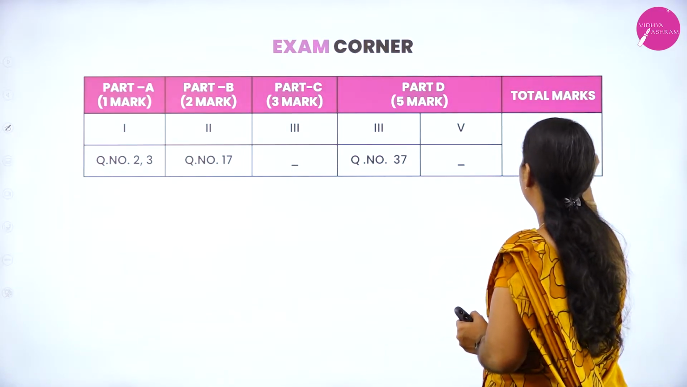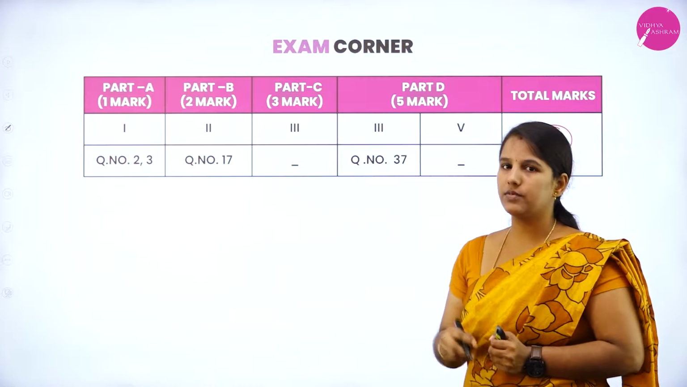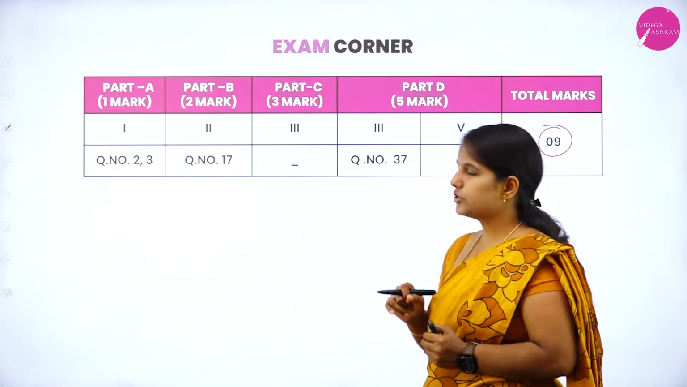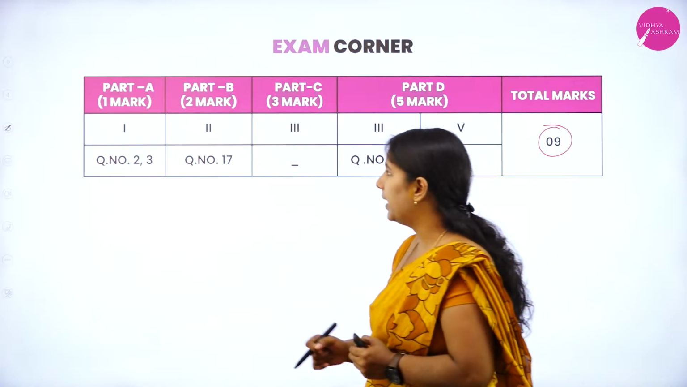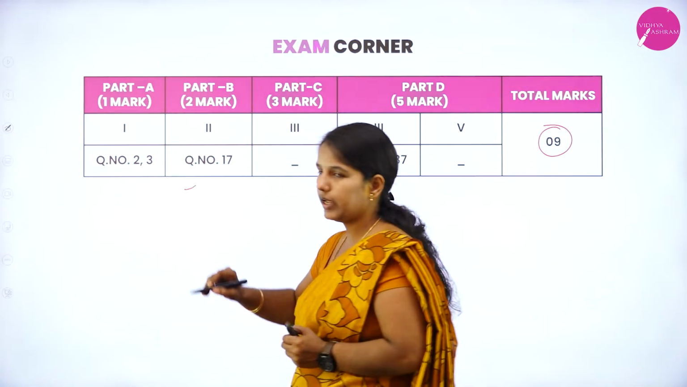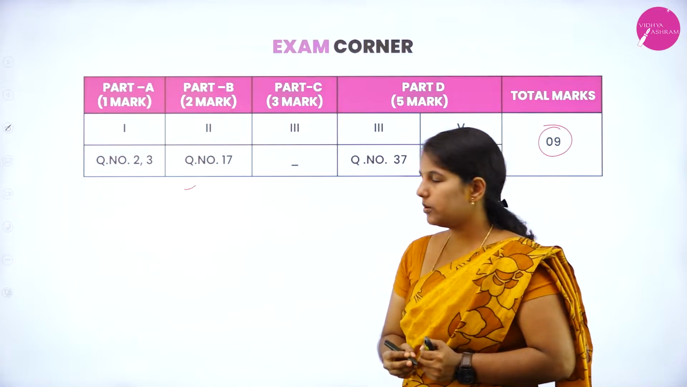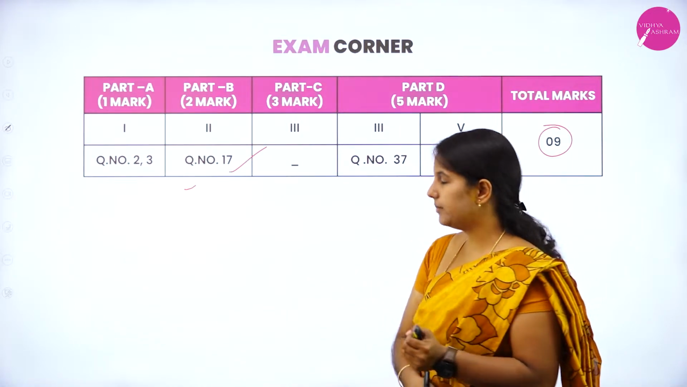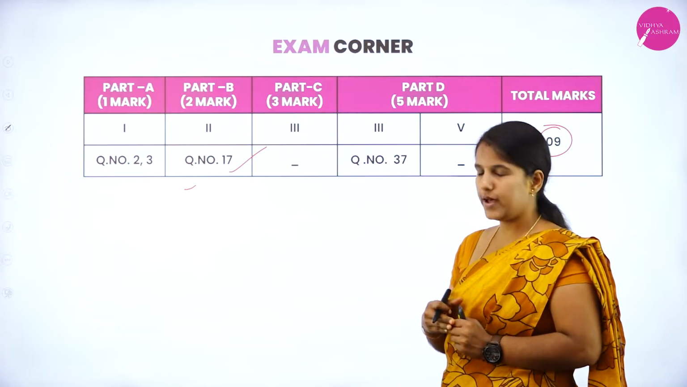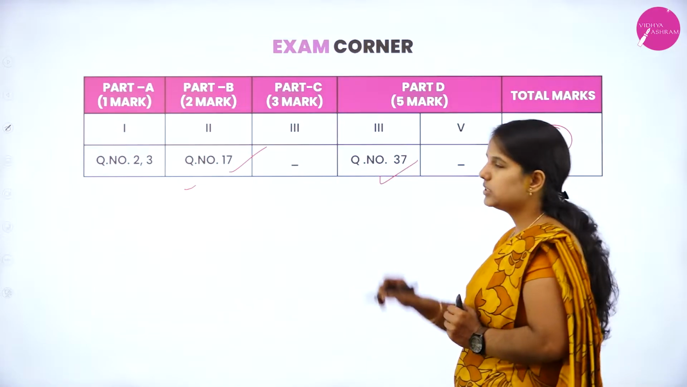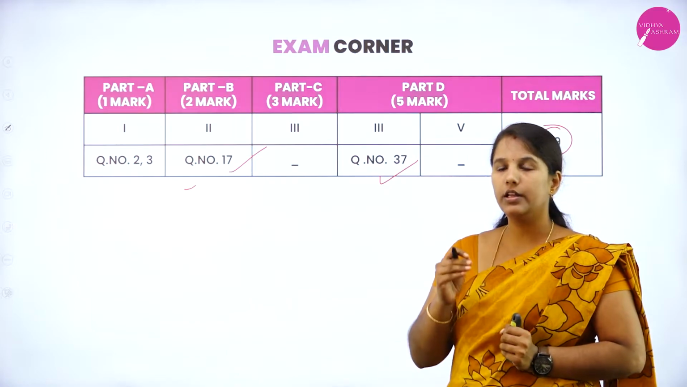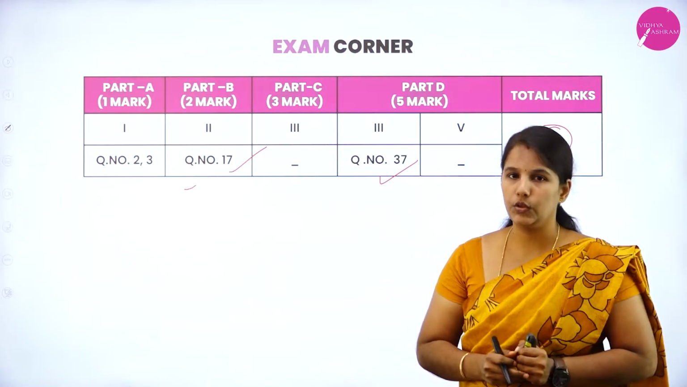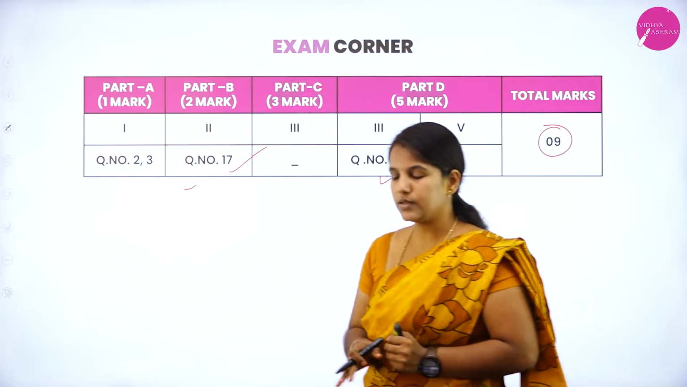From this unit, we can expect 9 marks, which is also one of the core units for your second PUC. The question numbers are like this. From part A, we can expect 2 questions of 1 mark, that is question numbers 2 and 3. Similarly, in part B, question number 17 carries 2 marks. And in part D, that is physical chemistry, question number 37 is mainly asked from this unit.